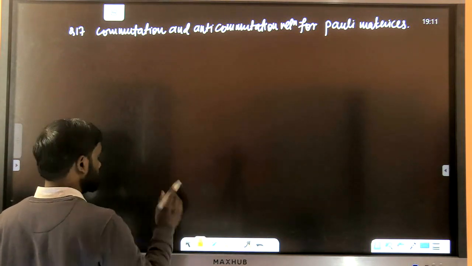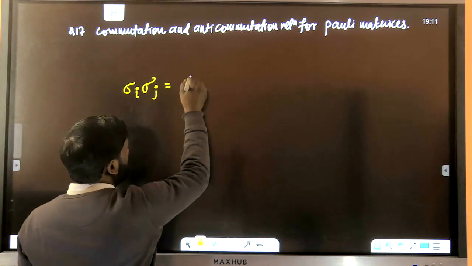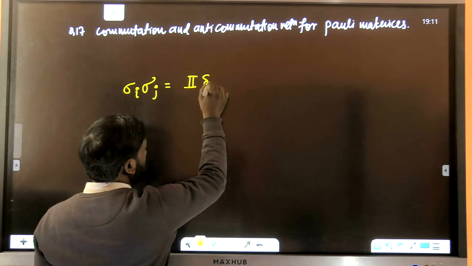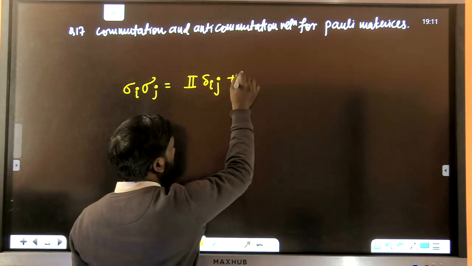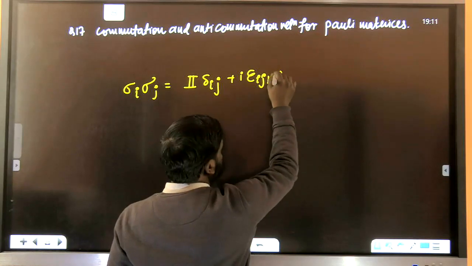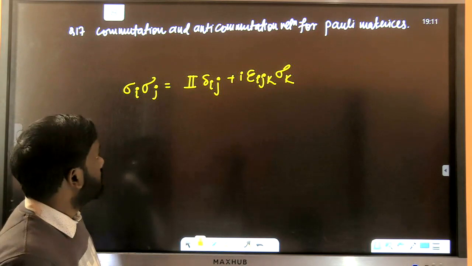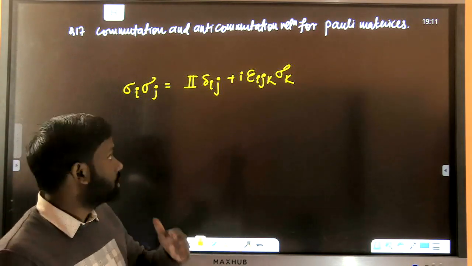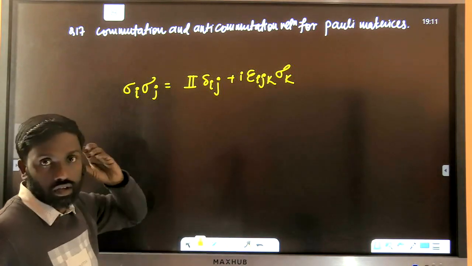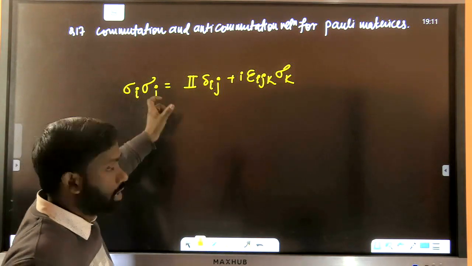Okay, it is something like this: sigma_i sigma_j is equal to the identity matrix times delta_ij, plus iota, and here you get epsilon_ijk, this is the Levi-Civita tensor, and sigma_k. All right, so this is actually the commutation relation for the Pauli matrices.